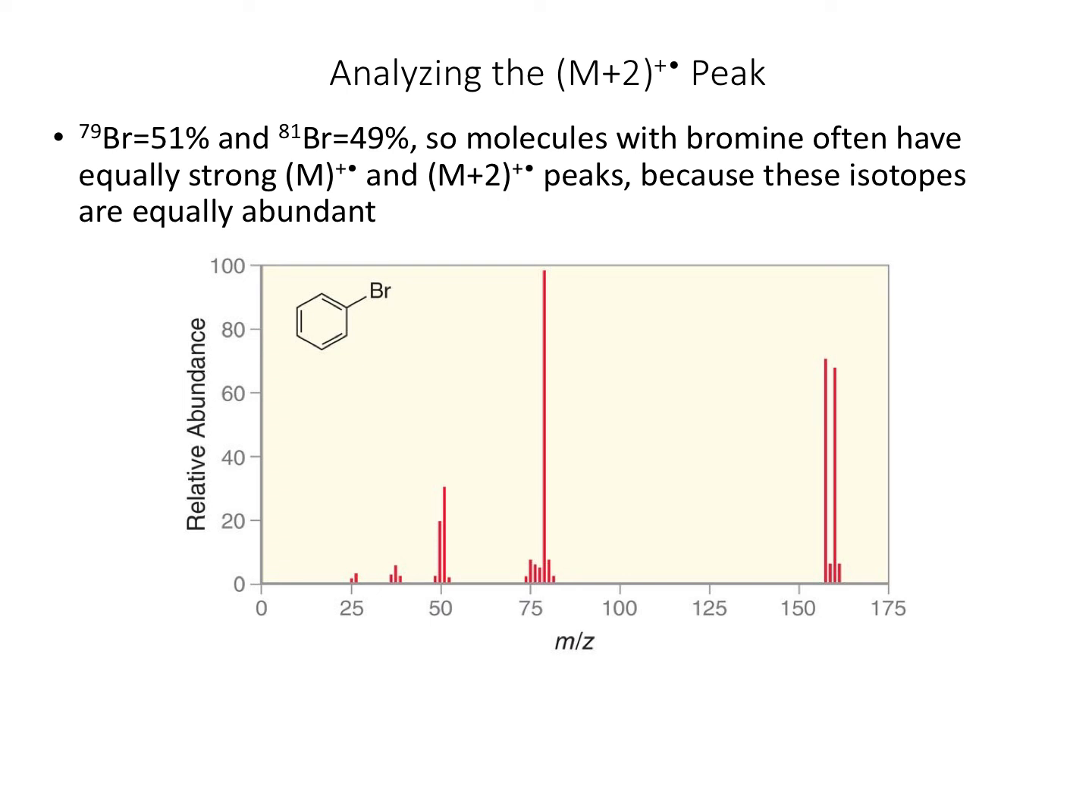And that's it. Very short video, but how do we identify bromines and chlorines in the mass spectrum using their M+2 peaks?